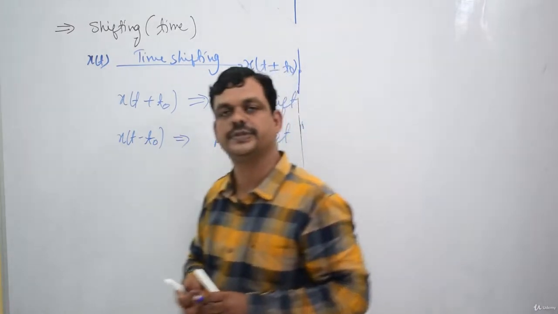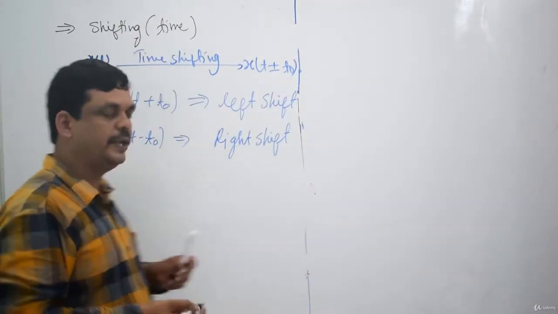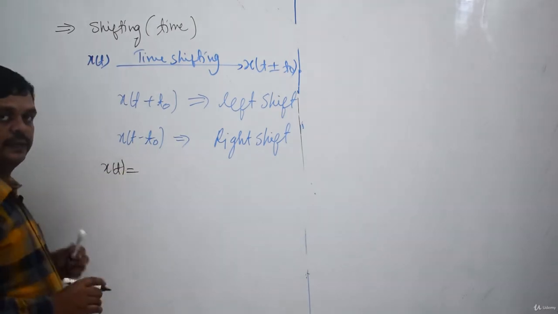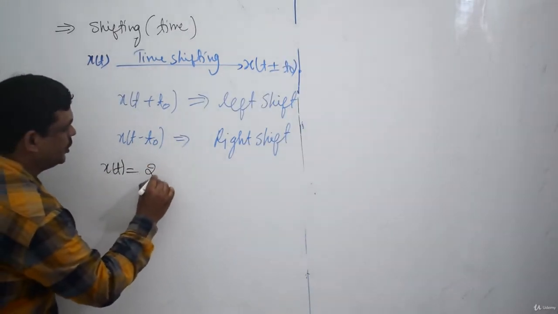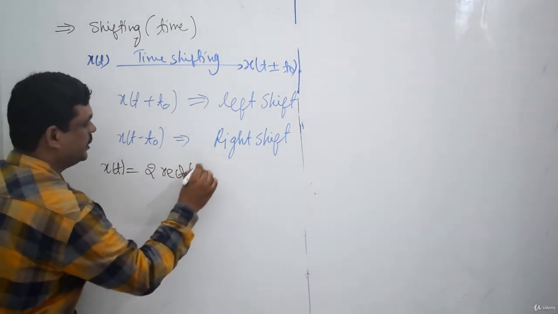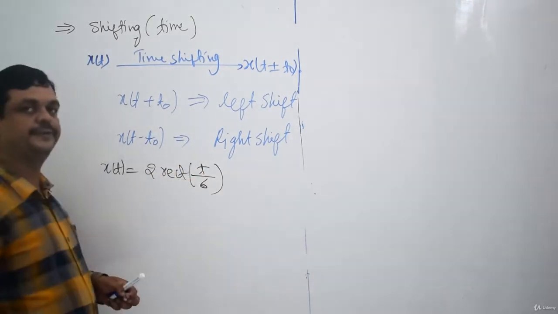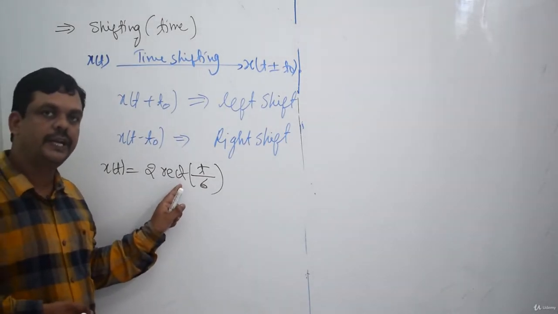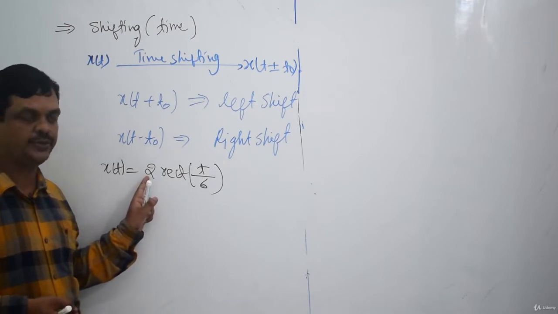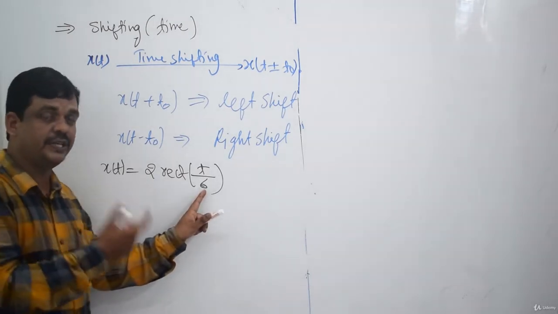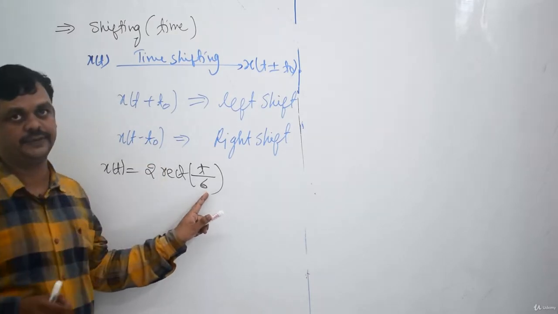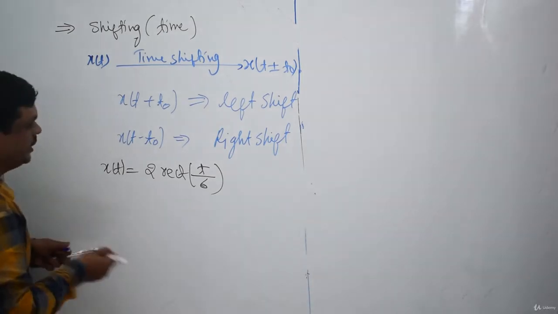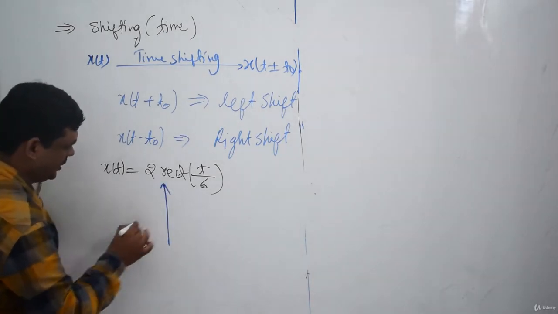For easy understanding purpose, now I am taking one example. That example is a rectangular function. X of t is 2 rect of t by 6 is defined. Now this name explains it is a rectangular function. This rectangular function has amplitude, 2 amplitude, and it is defined with time period. The time period is 6. And the time limits are from -3 to +3.